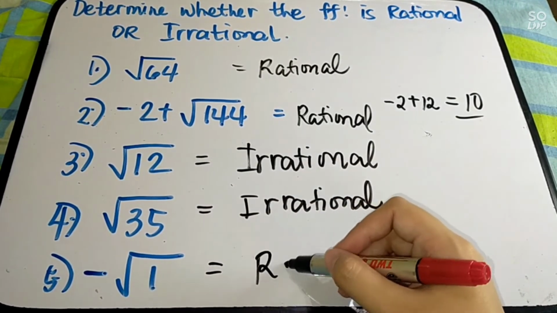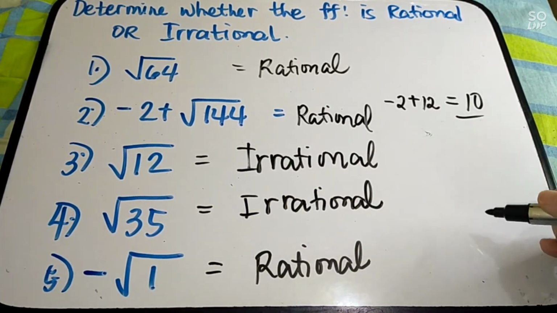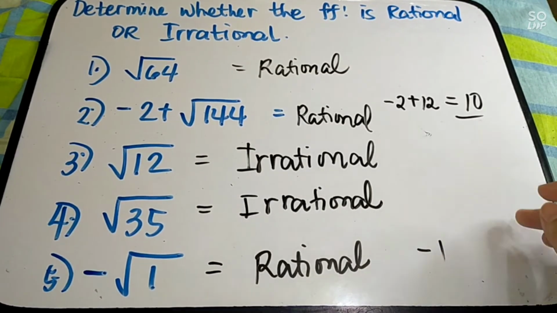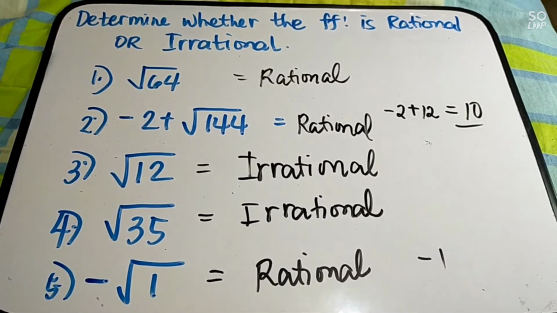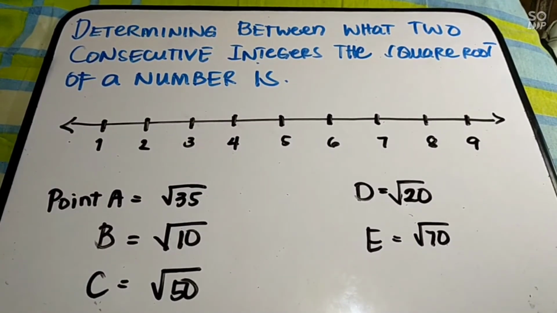Okay, so this one is rational. Why rational? Kasi 1 is a perfect square. If you simplify this one, the answer is negative 1, which is a rational number. Is it clear?